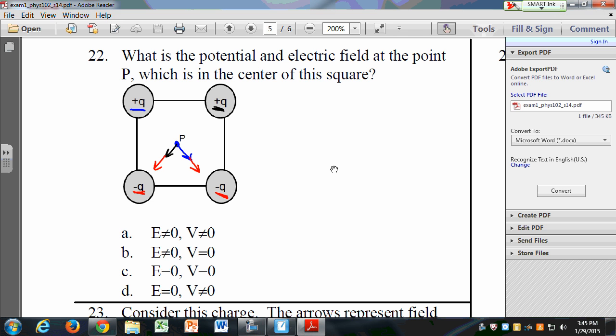No. What would it look like if the electric field were 0? How would those vectors look different if the electric field was 0? Right, they would all be canceling out. So if it were 0, and you can arrange these charges so it is 0, the electric field vectors would all look like this, so that they'd all cancel out one another. But in this case, they're not canceled out. All right, so the potential is 0, the electric field is not 0.